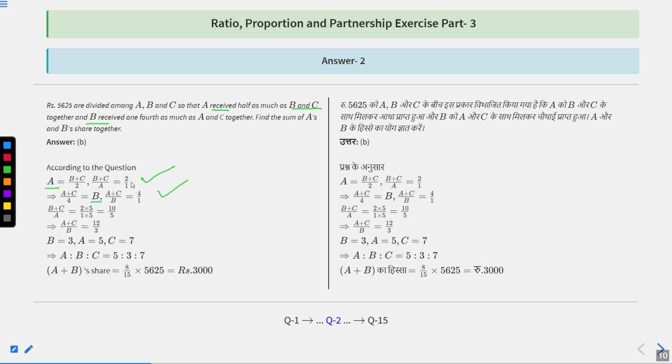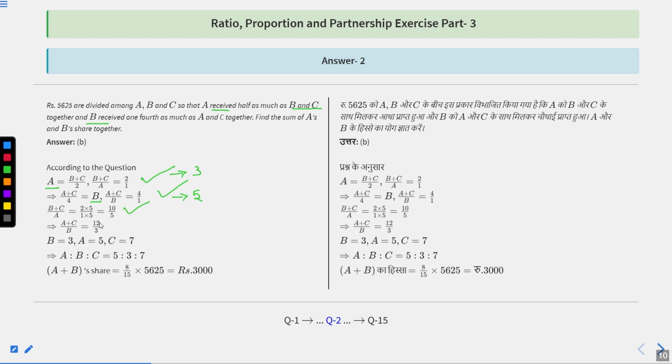So now A plus B plus C is 3 units, and according to the second equation, 4 plus 1 equals 5 units. So we take the LCM of 3 and 5, which equals 15. So we make A plus B plus C equal to 15. In the first equation, we multiplied numerator and denominator by 5, and in the second equation, we multiplied by 4. Clear? So when we multiplied it, we get (B plus C) upon A equals 10 upon 5.